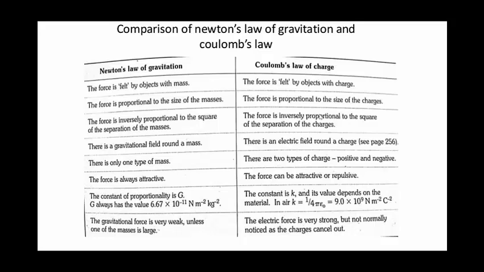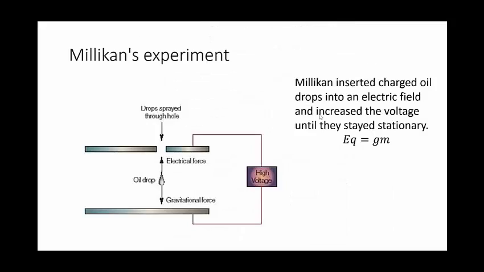In Newton's law of gravitation, the constant of proportionality is G, which is 6.67 by 10 to the minus 11 newtons per meter squared per kilogram squared. And they've said that k is the constant in Coulomb's law. Gravitational force is very weak unless one of the masses is very large. Electric force is actually very large, but most things have cancelled out charges anyway.